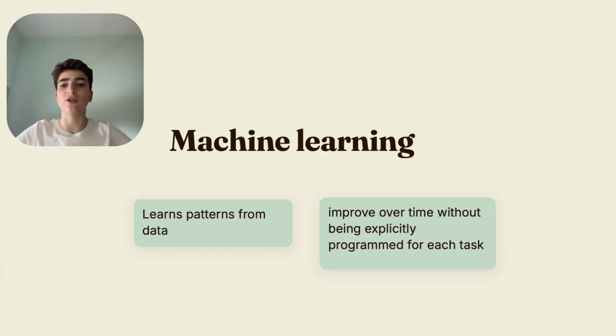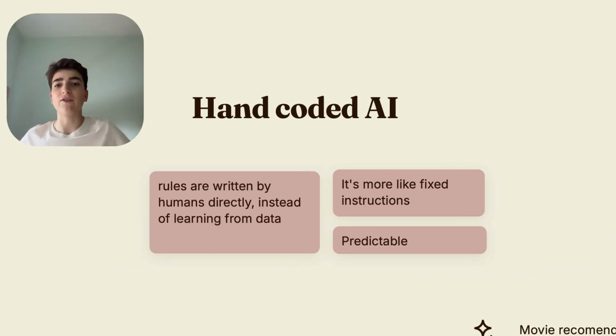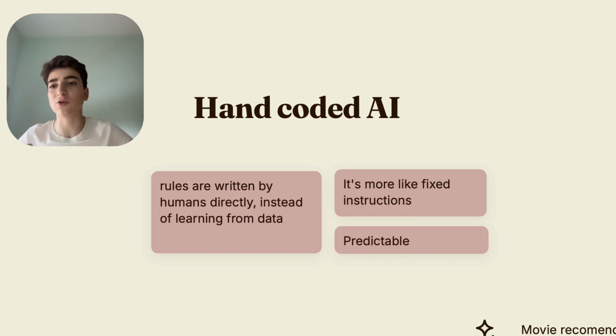Then we have machine learning, that is what learns patterns from all the data. It analyzes all the patterns from the huge amount of data it has been trained on, and that's why it can predict the next word. And it improves over time without being explicitly programmed for each task. So the more you use it, the more it gets better, but not instantly, just in the training phase that we'll talk about later. So machine learning learns patterns from data, and hand-coded AI has rules written by humans.